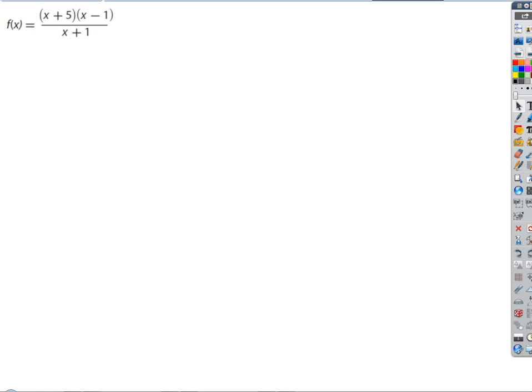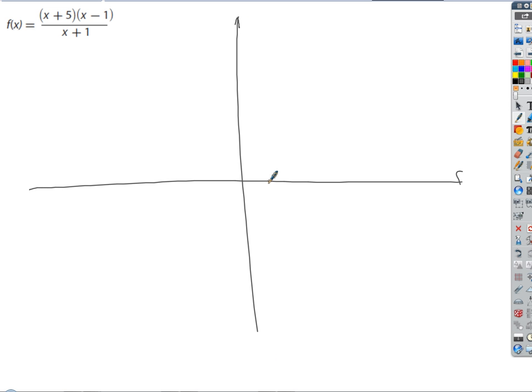Okay, what about something like that one then? Just make a prediction for me. We're not going to do too much with this today, but what are some characteristics you can tell me about that function? What's one thing that's going on there? Tell me something. Emily, tell me something that's going on with that function.